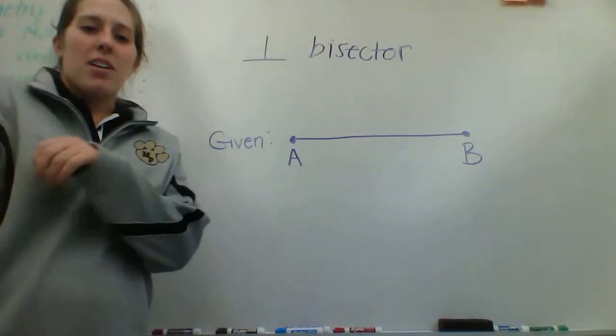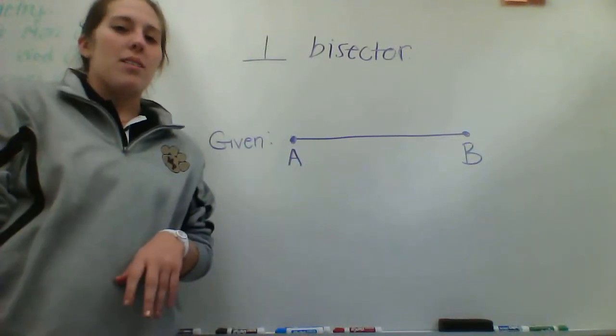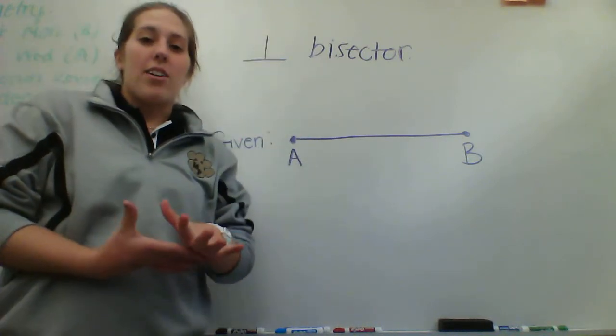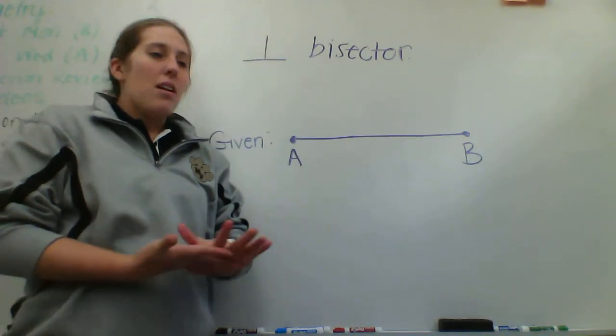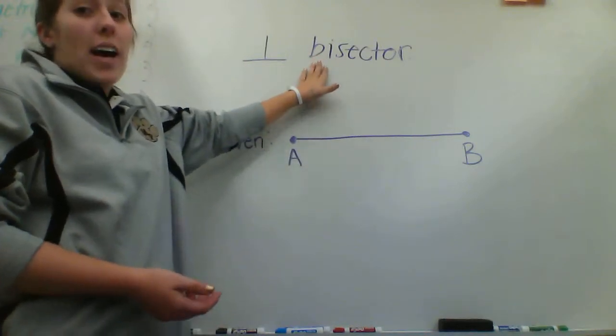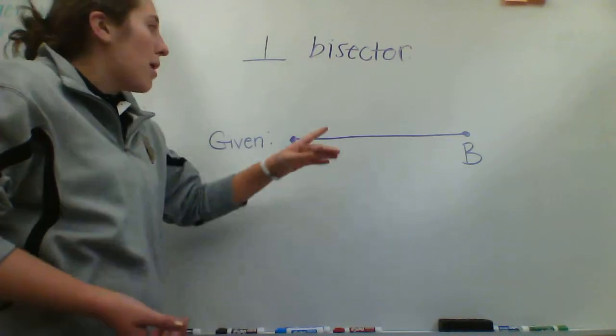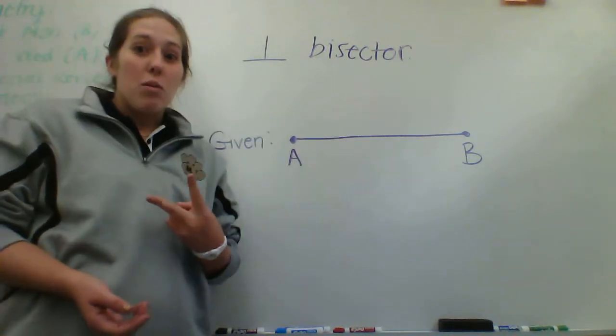Alright, so the next one we're going to learn is perpendicular bisector. Remember that perpendicular is when two lines intersect and create a 90-degree angle. Bisector: bi means two. A bicycle has two wheels. So a perpendicular bisector is going to break apart a segment into two equal parts.